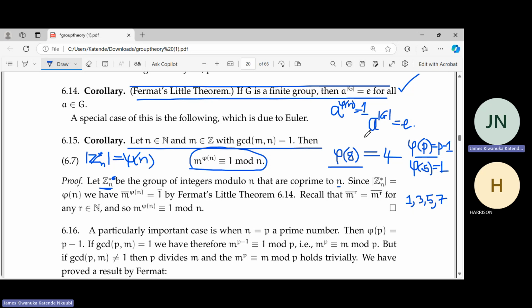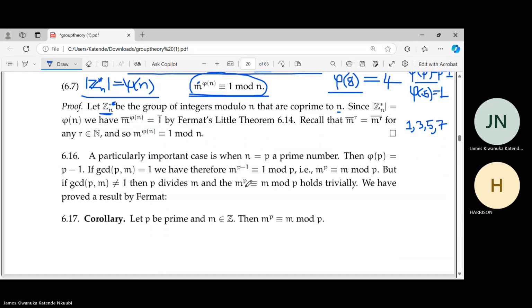Pick m. I've used A, but this theorem uses m. For any m that satisfies this property, this will be true, because it sits inside a group, and groups obey this property, Fermat's little theorem. So if you take n to be prime, then this now reduces. If n is p, a prime number, then the Euler phi function is just p minus 1. So it reduces to this. This is what it will reduce to.